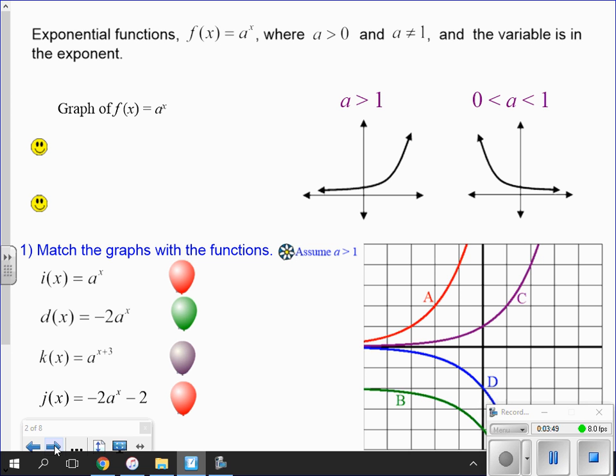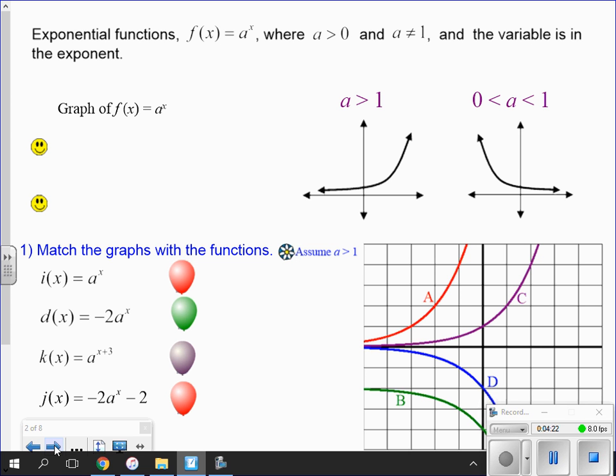A can't equal 1. Why doesn't A equal 1? Why don't we want to have the base be 1? No matter what the exponent is, it'll be 1. It's an extremely boring one. 1 to any power is 1. So we never use 1 as the base for an exponential equation. That's just a flat line. It's extremely boring and doesn't do anything. That's why you don't have 1 as your base.